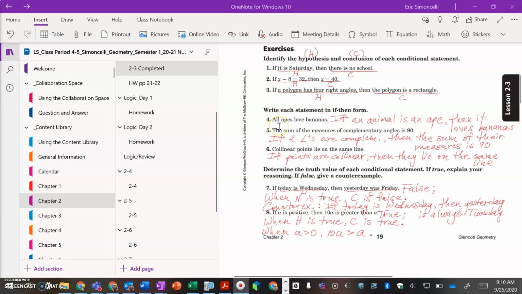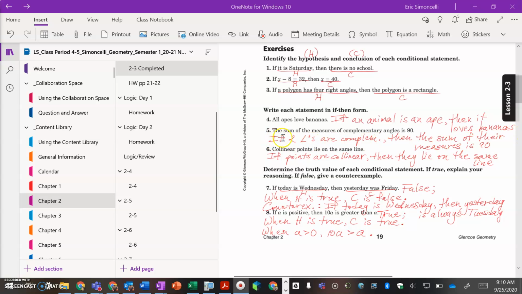Write each statement in if-then form. Number 4, all apes love bananas. If an animal is an ape, then it loves bananas. So we're taking a statement that doesn't look like an if-then and we're putting it in that particular form.